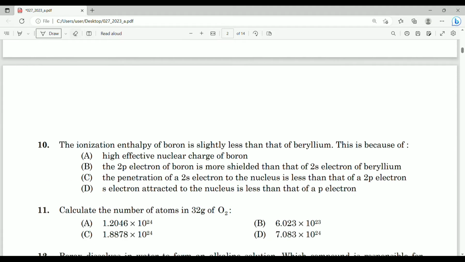Next, seventh question: the ionization enthalpy of boron is slightly less than that of beryllium. This is because of high effective nuclear charge of boron. The 2p electron of boron is more shielded than that of the 2s electron of beryllium. The penetration of a 2s electron to the nucleus is greater than that of a 2p electron. S electron attraction to the nucleus is more than that of a p electron. So the correct answer is B option.